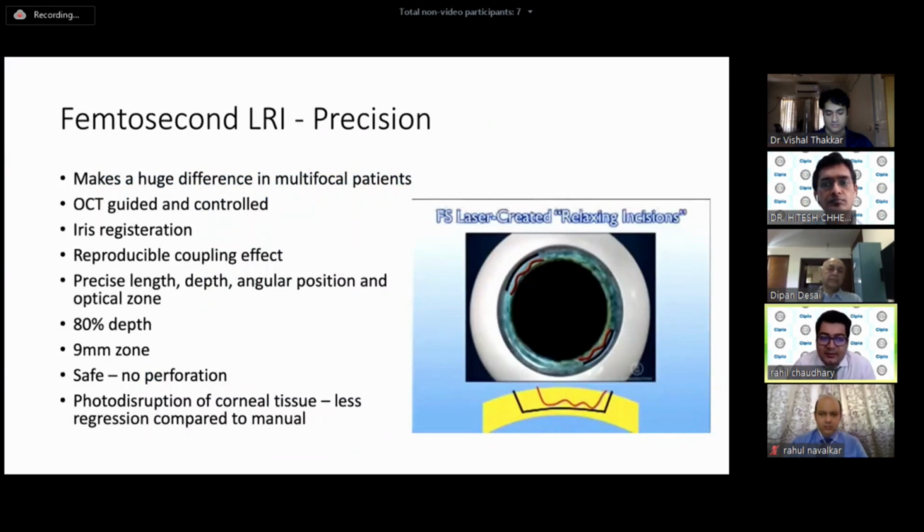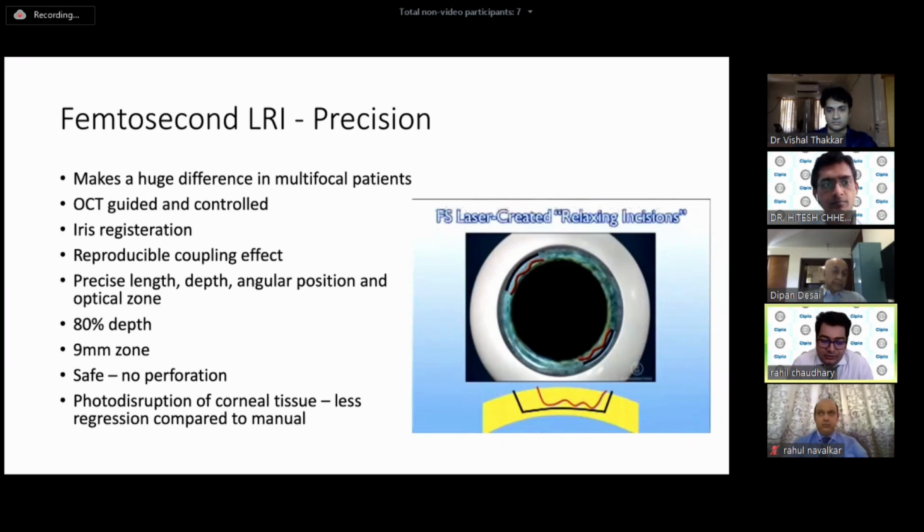But again, there can be situations of irregular depth, irregular length, and it could be on the wrong axis. The advantage with the Femto LRI, in one word, if I have to say, is precision. So Femto LRIs can do wonders. It can be magical with people having multifocal IOLs, having residual astigmatism. Femto LRIs are OCT guided and controlled. You have the facility of iris registration and being bang on the axis. The coupling effect is very predictable.